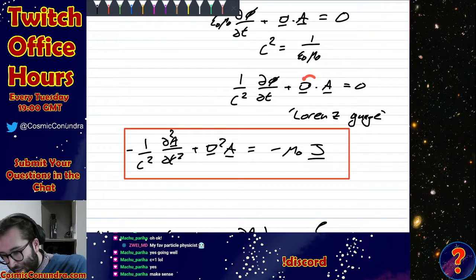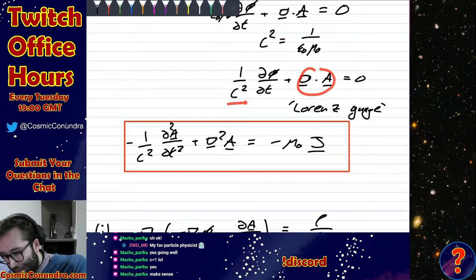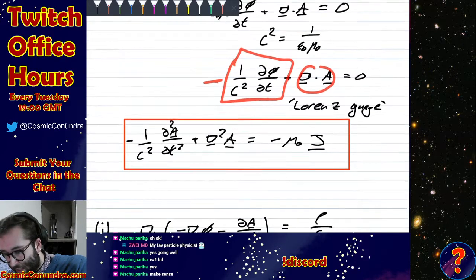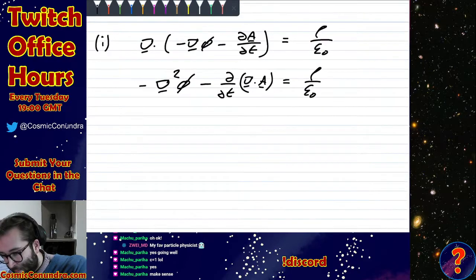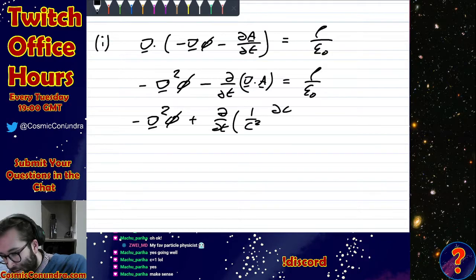So that means divergence of A will be minus this whole thing here. Okay, minus 1 over c squared d phi by dt. Which means this equation becomes, the minuses will cancel, and I have d by dt of 1 over c squared d phi by dt, and that's equal to rho over epsilon naught.